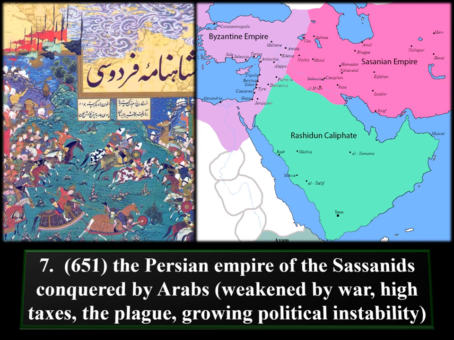By 651 AD, the Persian Empire of the Sassanids was conquered by the Arabs. Again, we'll talk more specifically about this in a much later unit. The Sassanid Empire was very weakened by all of the continuous wars that they had been fighting, especially with the Byzantine Empire, the old Roman Empire. They were weakened by war, they were weakened by high taxes, and also plague. But this all contributed to the growing political instability of the Sassanid Empire. And eventually they will be taken over by the Arab world, the Caliphate to the south, and they will lose control of their empire.